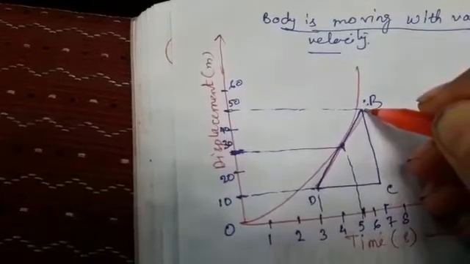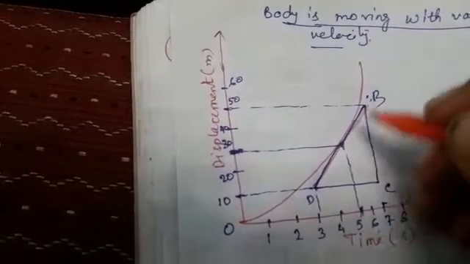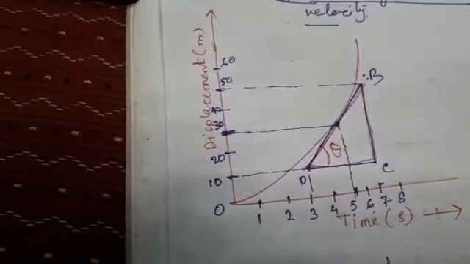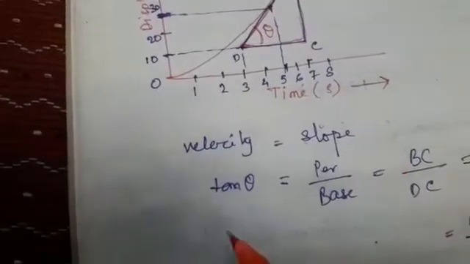By drawing a tangent, here we have drawn a tangent BD. You extend this to form a triangle, and this theta is the inclination which the tangent is making with the x-axis, that is DC here. So again, the slope of this displacement time graph will give you velocity. Velocity is nothing but the slope, that is tan theta.